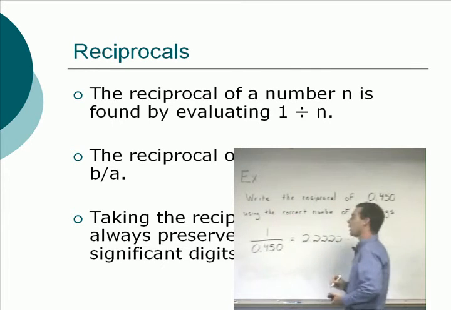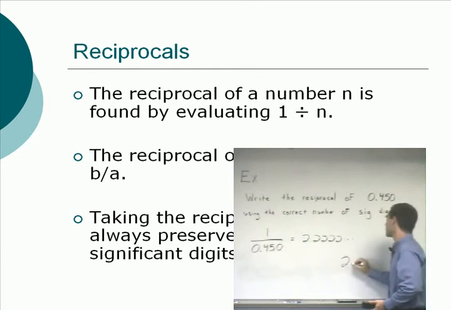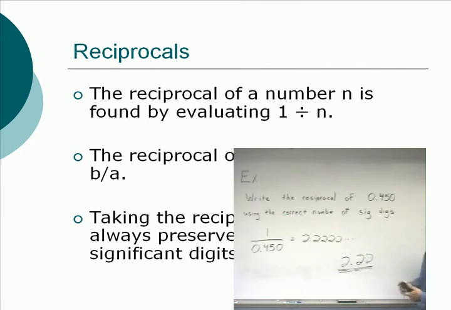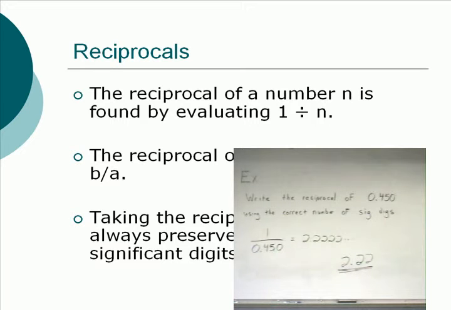2.2222. But we can't keep all that precision. What do we actually have to say that our reciprocal is? We have to say that it is 2.22. 3 sig digs is the best we can do there. So the rule for reciprocals is nice and simple.